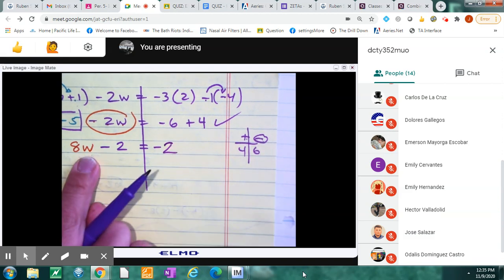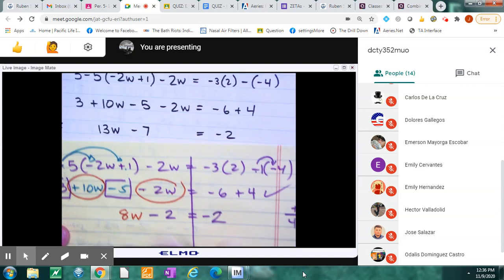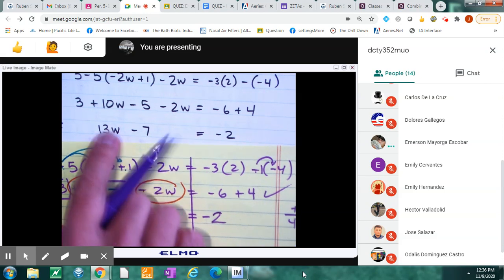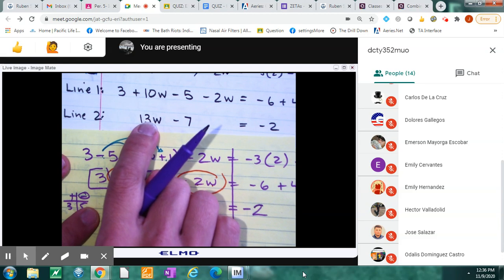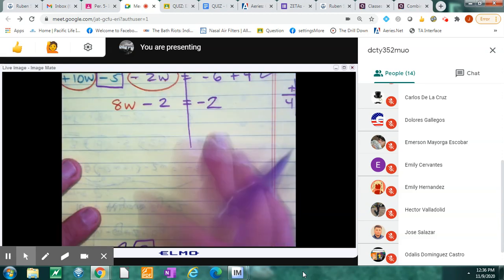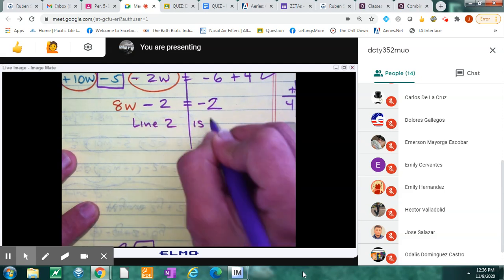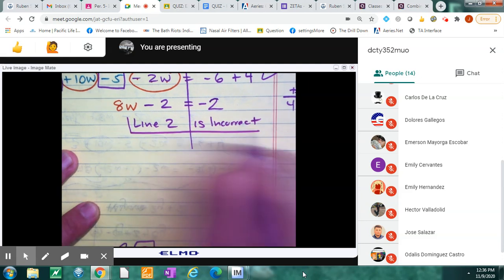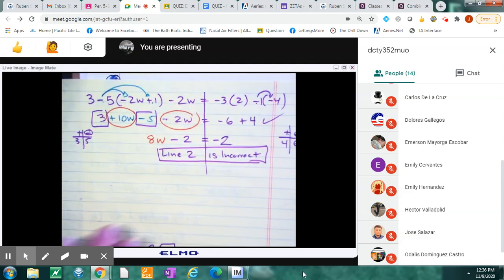So my answer is 8W minus 2 equals negative 2. So look at step 2. Is that a match? No, so right here, this is where they made the mistake. Line 2 is wrong. So then you should have put line 2 is incorrect. And that's it, guys. That's all you had to do. Okay? That was it for that one.